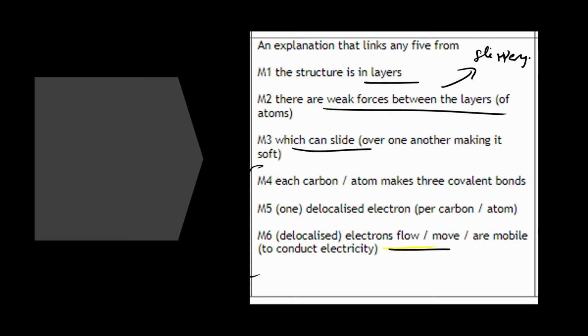The second half refers to the actual nature of the bonds. So each carbon can bond to three other carbons and collectively make three covalent bonds. And of course, there's a delocalized electron among the bonds per carbon, and electrons can flow and move to allow electricity. So if you mentioned 5 of these points, you'd be awarded 5 out of 5. But of course, there's an extra one here. Okay. So graphite is a naturally occurring form of carbon.